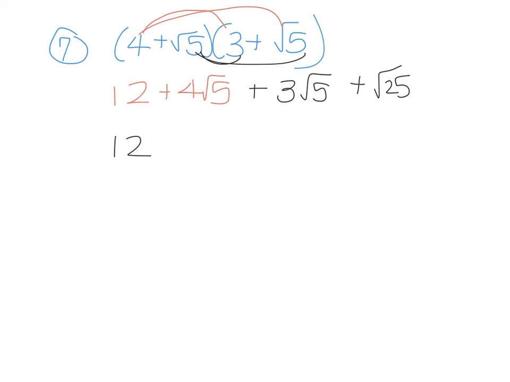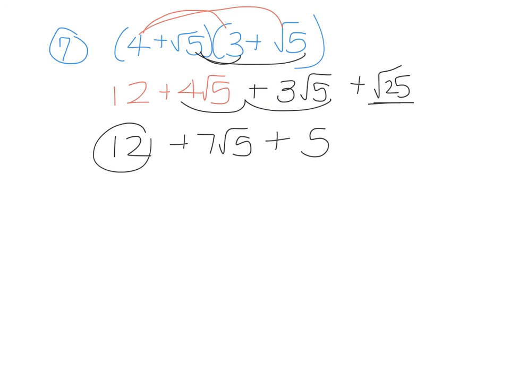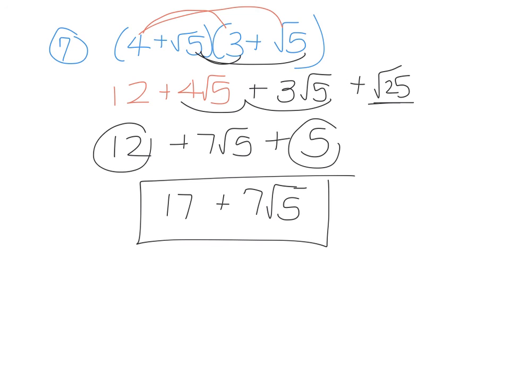And I'm going to combine the like terms. That gives me plus 7 rad 5. And rad 25 is a perfect square. It equals just plain 5. Now I can add the 12 plus the 5 to give me 17 plus 7 rad 5. They cannot be combined. That's your answer.